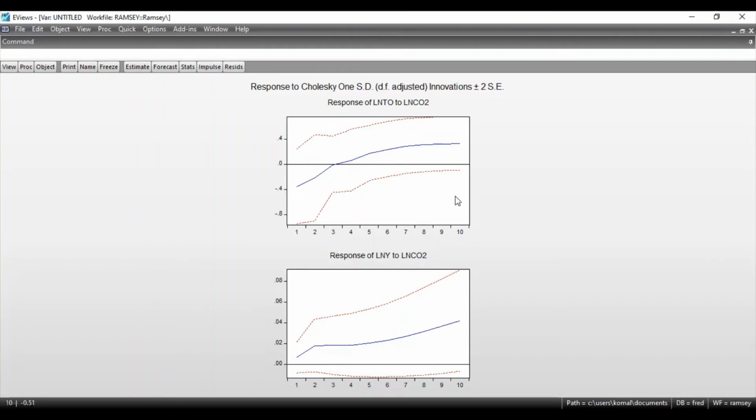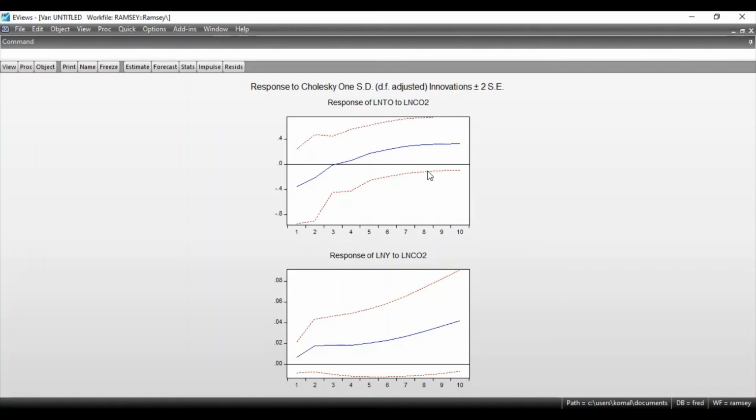So look at the first graph. These red lines show the 95% confidence intervals, and this blue line shows the impulse response function. Okay, so this blue line in the first graph shows the impulse response function of trade openness, and in the second graph, this blue line shows the impulse response function for GDP. Now this blue line should always lie between the red lines, because the red lines are the confidence interval band. So your impulse response function should always lie between the red lines.